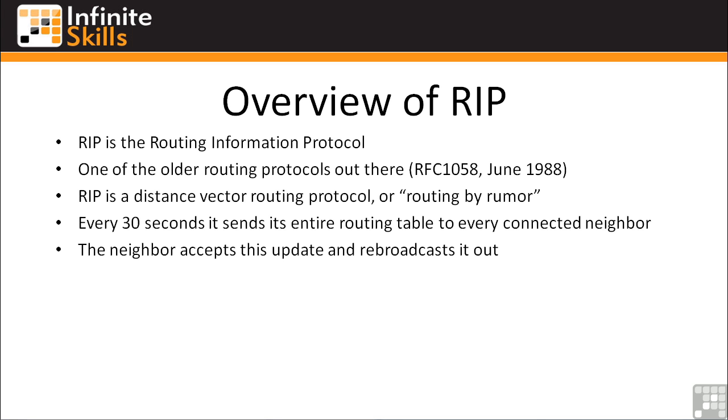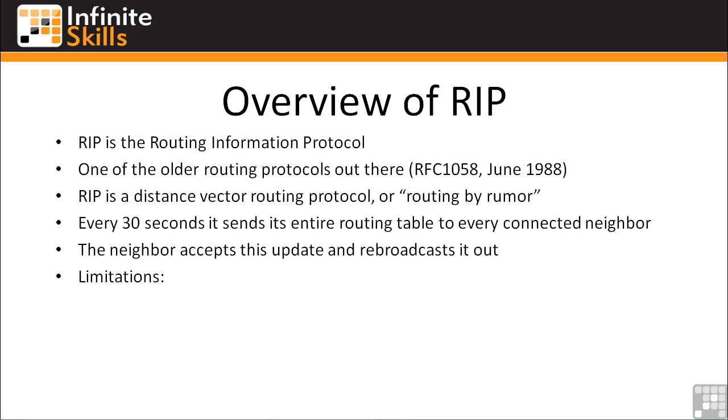The neighbor, or the router that received the broadcast or the multicast, accepts this update, puts it in its routing table, and rebroadcasts that combined routing table to all of its neighbors. So you'll recall when we talked about convergence, you can see how RIP has a very high convergence time, because every router in your network requires 30 seconds to realize that one of its neighbors has sent it an update for a network that no longer exists.